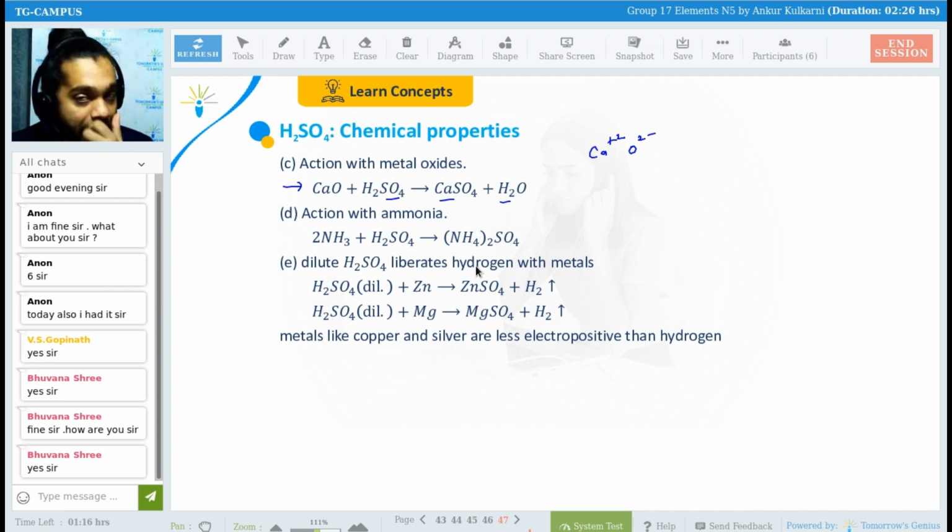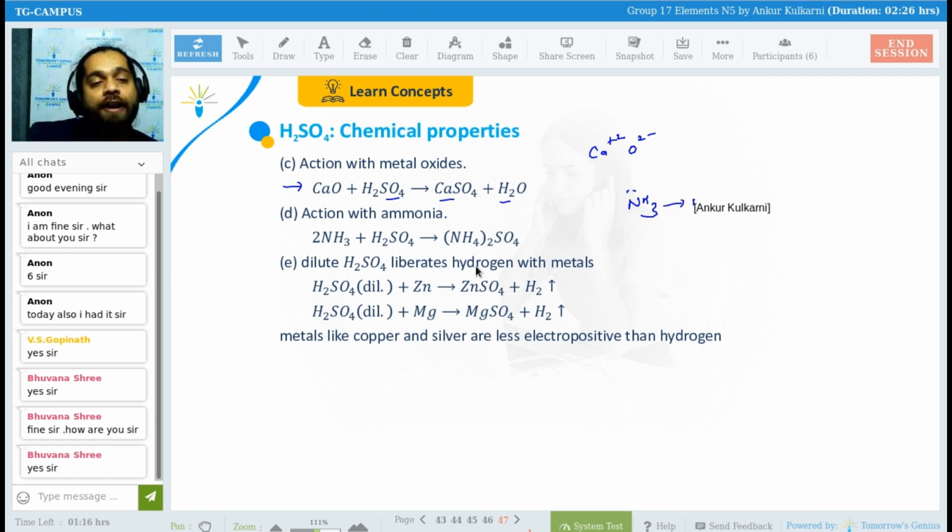Ammonia, is it an acid or base, everyone? It is a base, correct. And why do we call it a base? Prashanti, Sarjana, why do we call NH3 a base? Yeah, it is a Lewis base.